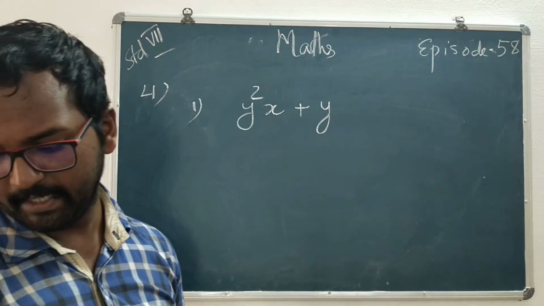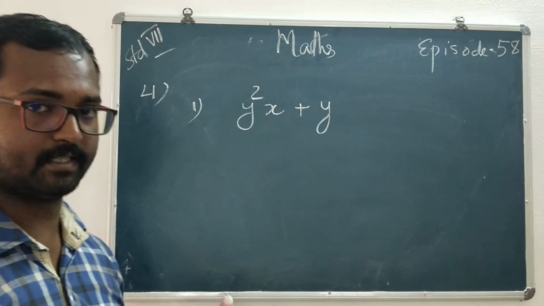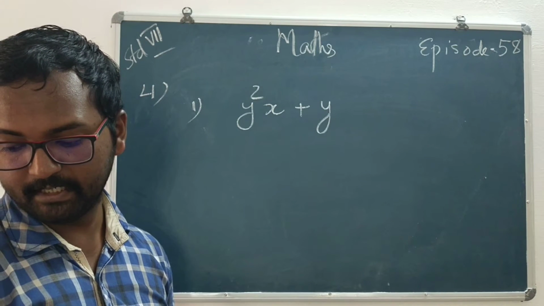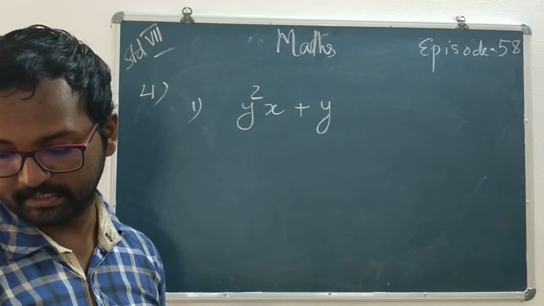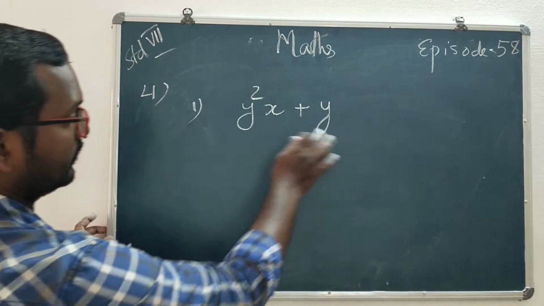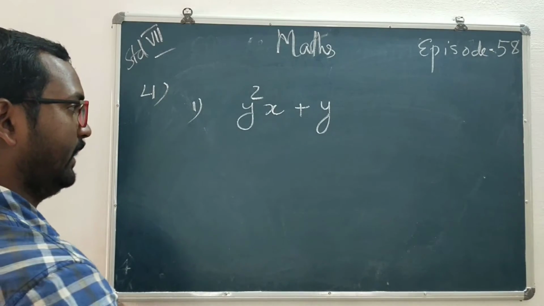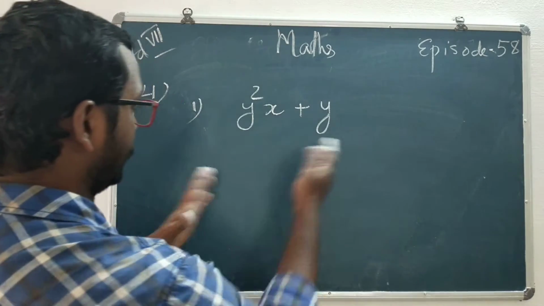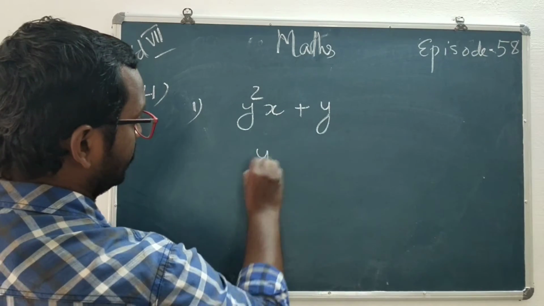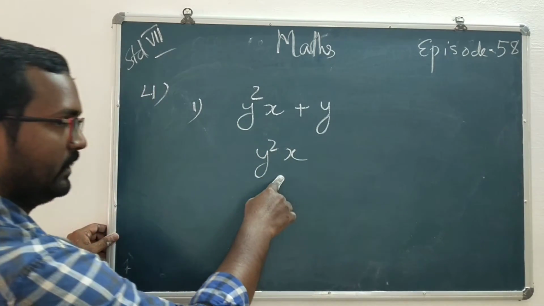So in that, identify terms. How many terms are there? That's the question. Identify terms which contain x and give the coefficient of x. So in that, identify the term which has x. X is here. So what is the term? Y square x is the term with x.